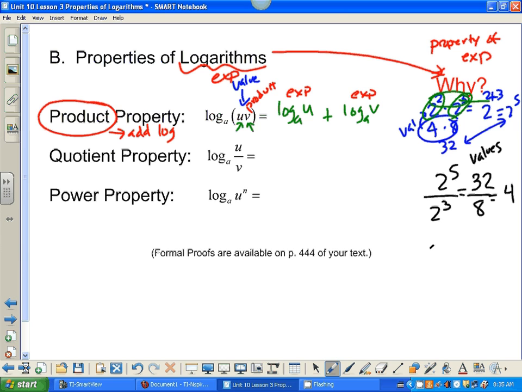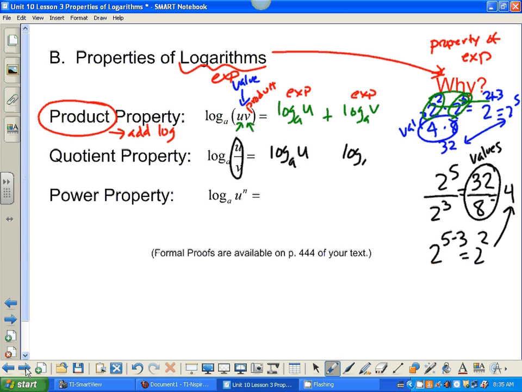But if I use properties of exponents, I would subtract the exponents, which yields 2 squared, also giving me 4. So 32 and 8 are my values. I can break each of those up. So I have the log base a of u, the log base a of v. I can break them down into their individual parts. But notice with the exponents, I subtract the exponents. Therefore, I have to subtract the logs. Again, a log is an exponent. A log is an exponent. So when I'm using the quotient property, and this applies to logarithms, you end up subtracting the logs.